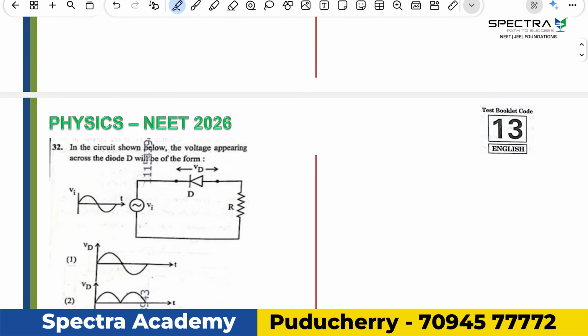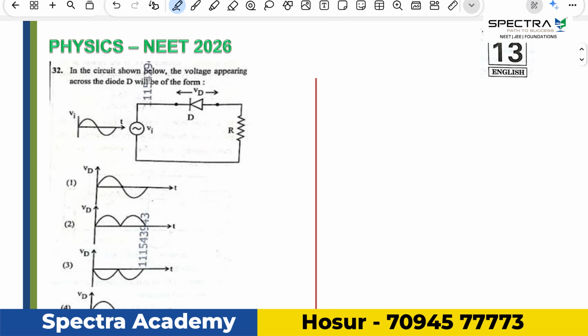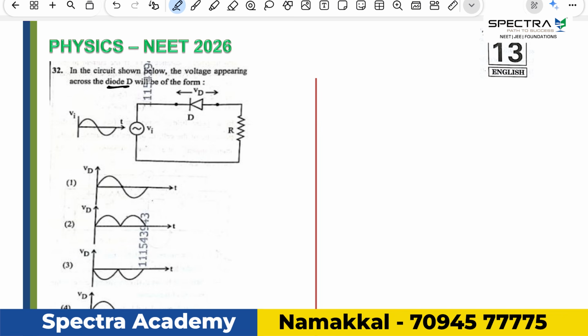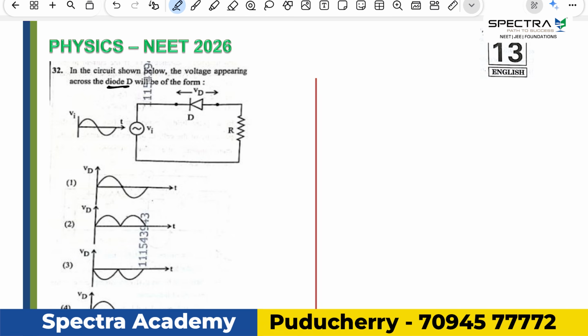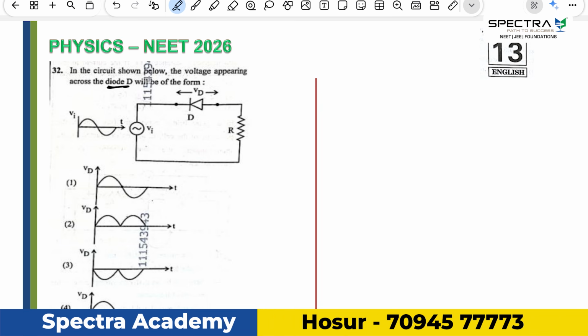Now let us see the next question, that is question number 32. What they have given to us? In the circuit shown below, the voltage appearing across the diode will be in the form of. So please observe the circuit diagram. The diode is connected to an alternating voltage supply, and whenever we observe that, we can say it is a half wave rectifier. Whenever we consider the positive half cycle or negative half cycle of an AC and it is passed through the diode, we will get an output.